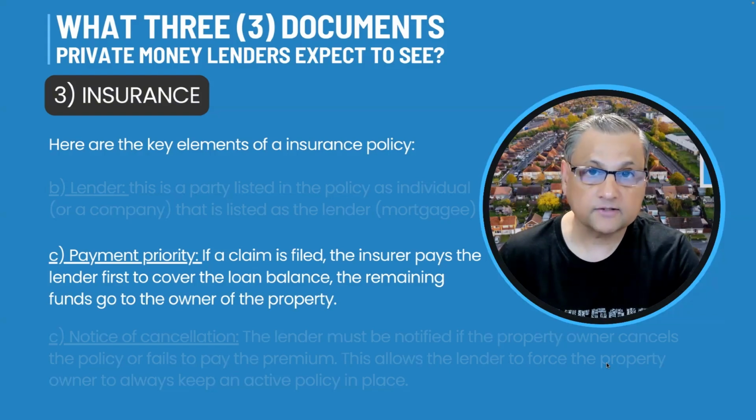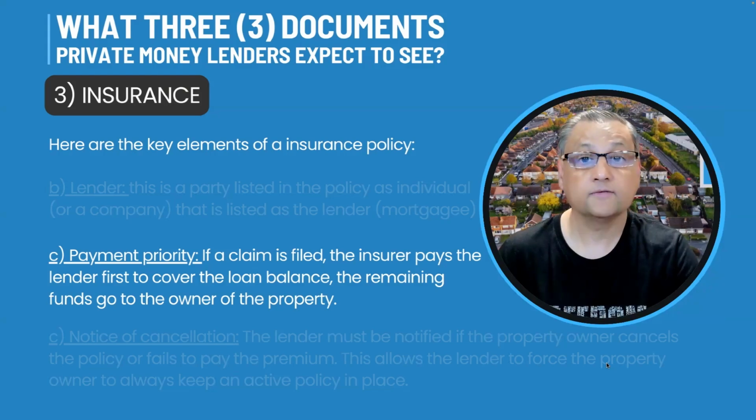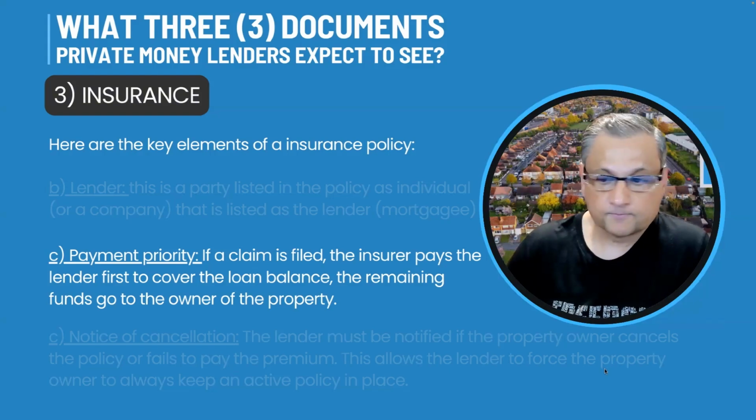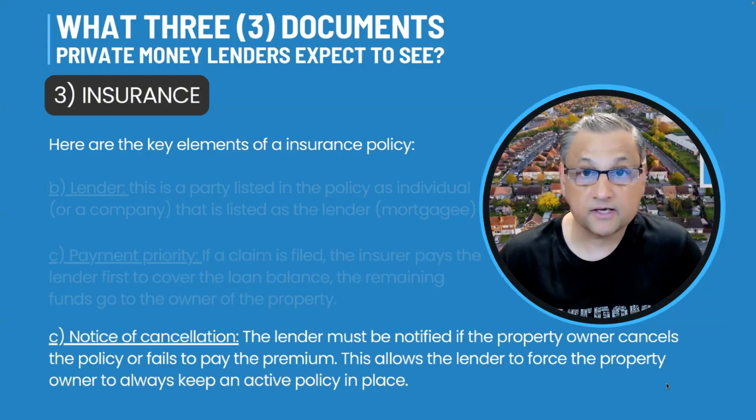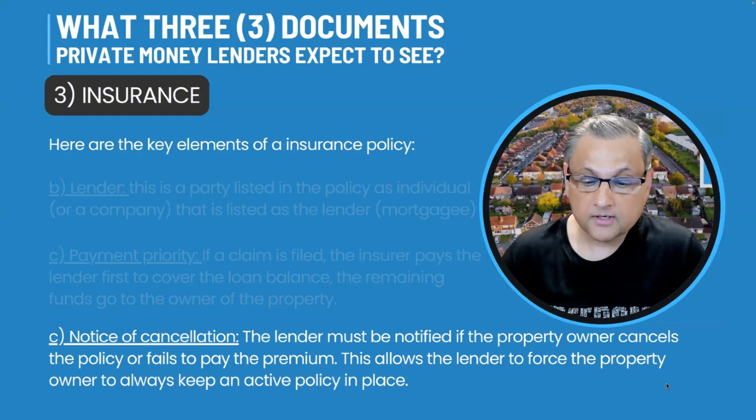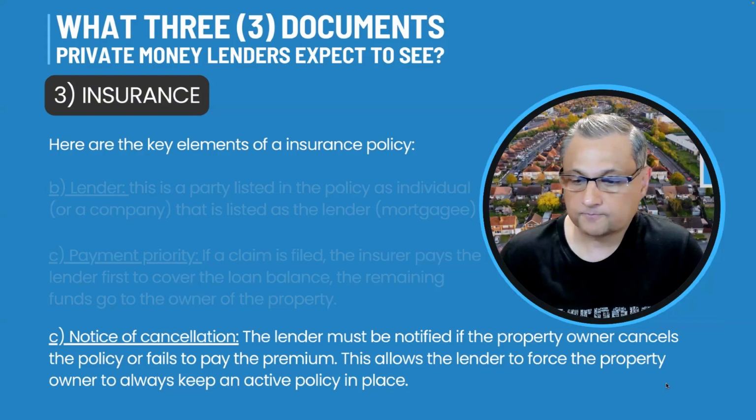I'm just simplifying this for you to understand. That is the principle when you are giving these documents to a private money lender. That is what the expectation is. And another key element of having an insurance policy in effect is notice of cancellation. The lender must be notified if the property owner cancels the policy and or fails to pay the premium. This allows the lender to force the property owner to keep an active policy in place at all times.